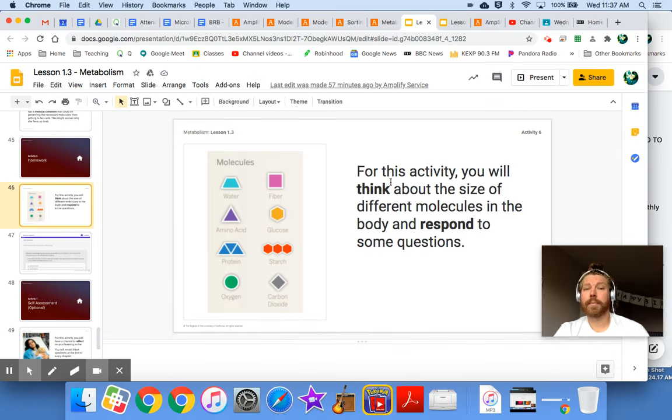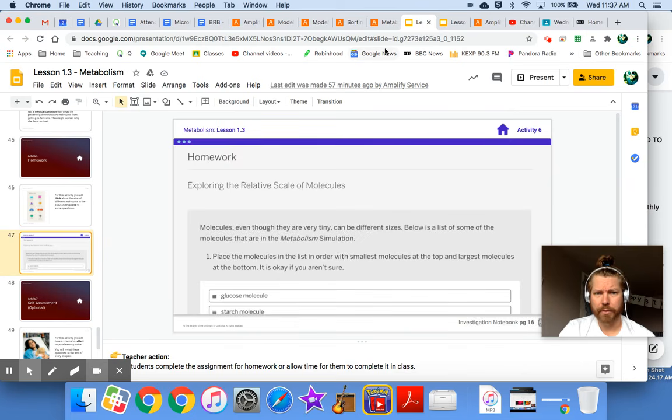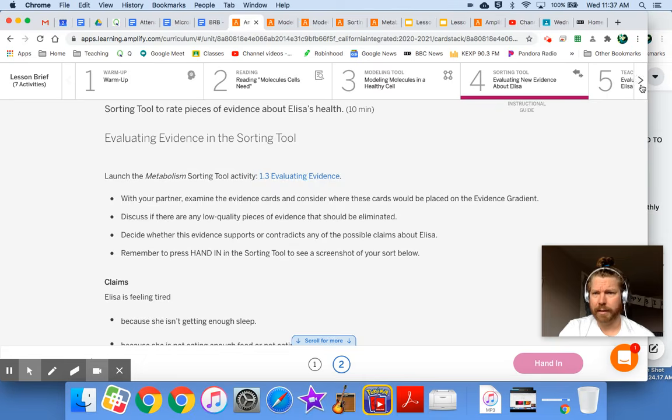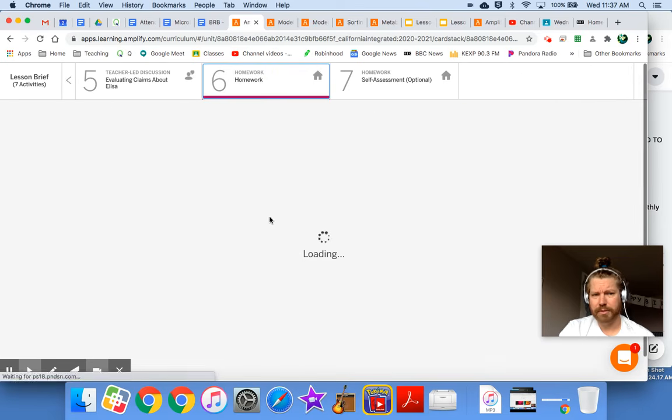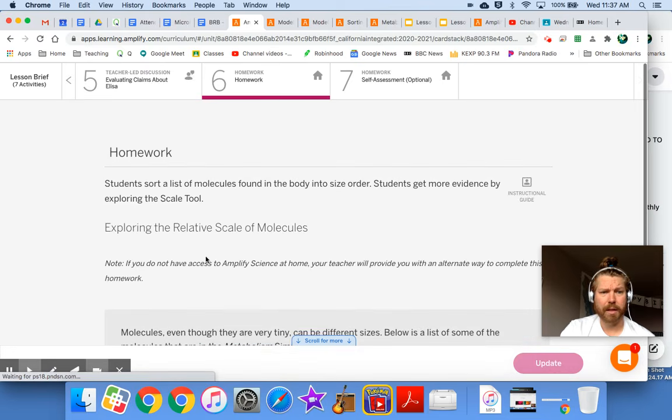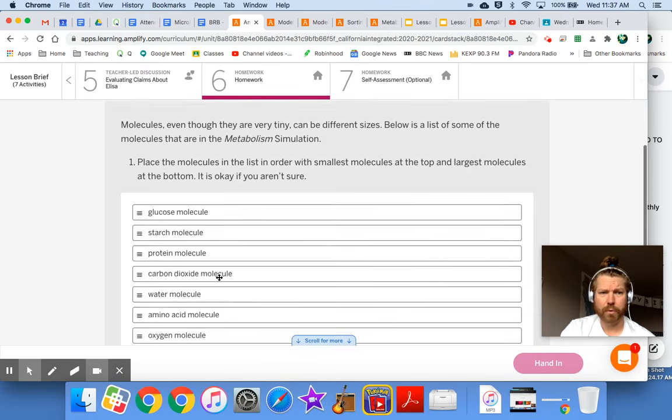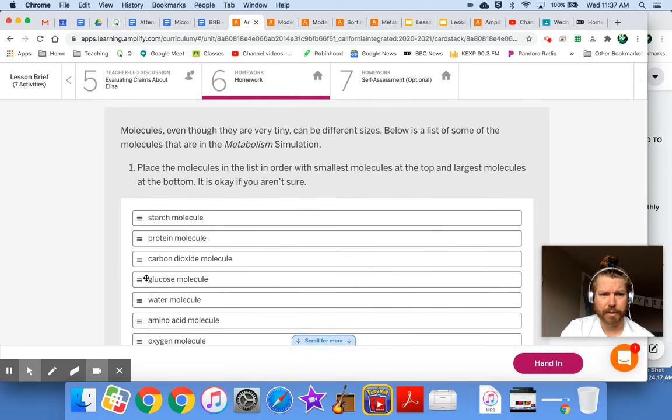For the homework, you are going to be trying to organize or categorize these molecules in terms of their size. What are the biggest molecules? What are the smallest molecules? And you do that in Amplify. It allows you to just move them up and down in which order you think they go. So, oh, look, I think that one goes there. I think that one goes there. Smallest molecules at the top, largest molecules at the bottom.